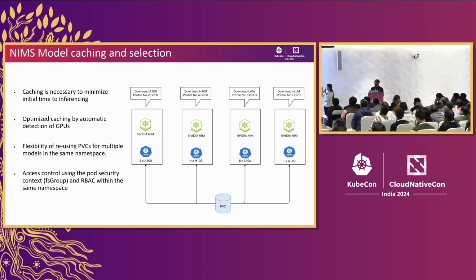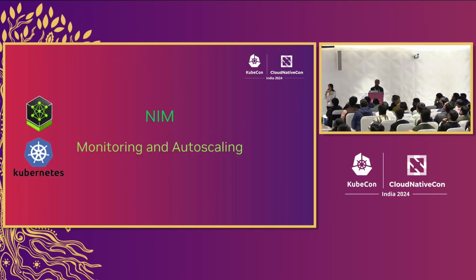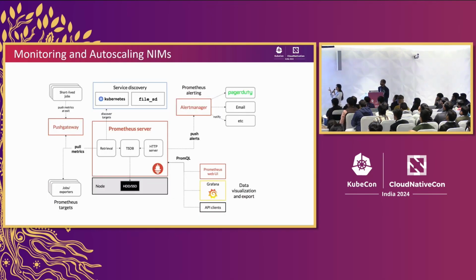Another thing is that access control is very much governed by the Kubernetes RBAC infrastructure. So there is really no security issue as far as deployment of the inferencing engine is concerned. One of the most important aspects of productizing is monitoring and auto-scaling. And Prometheus is, of course, our favorite monitoring solution. It's an open source server.